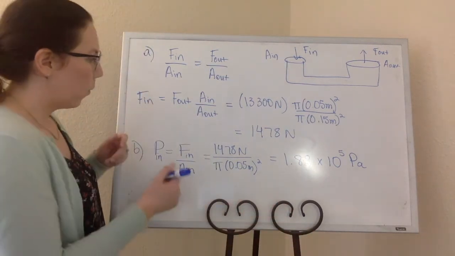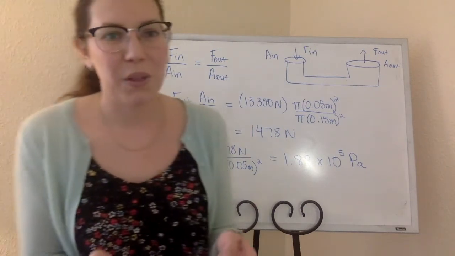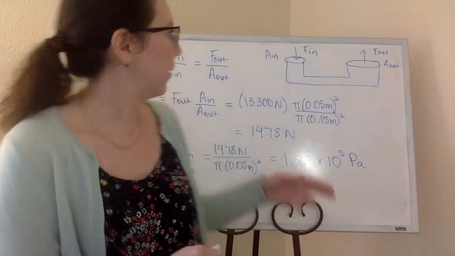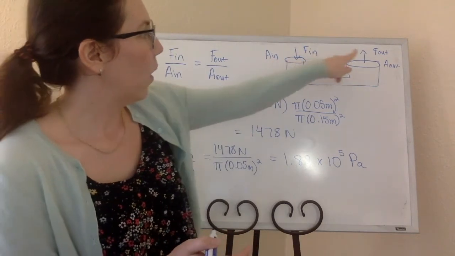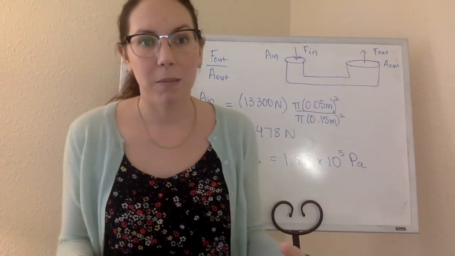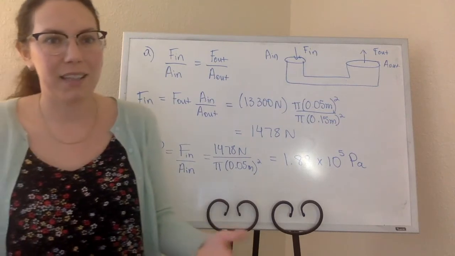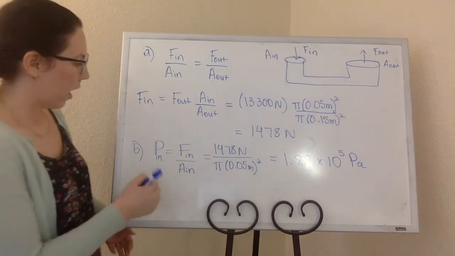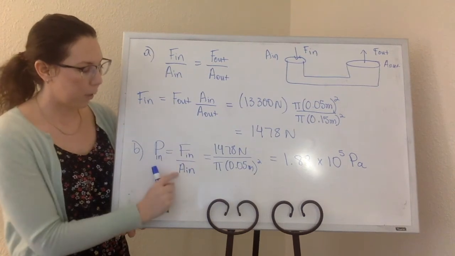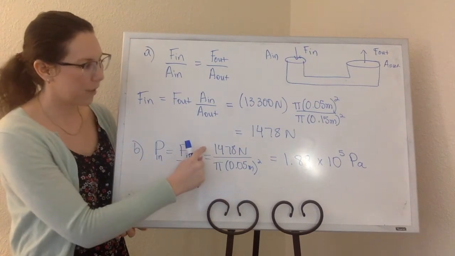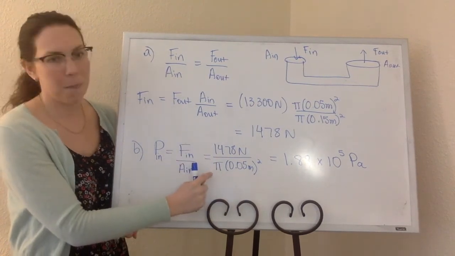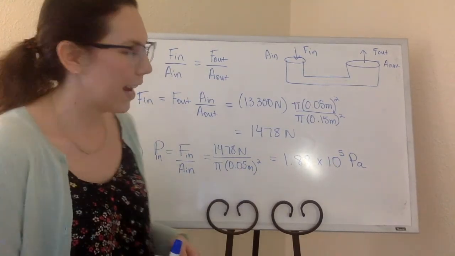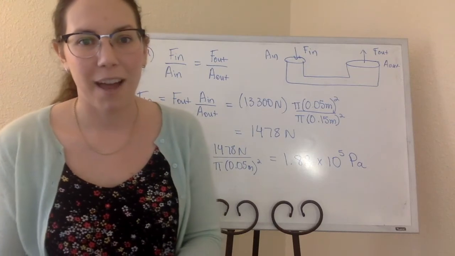All right, so what pressure is required to produce this force? We could look at the air pressure either using the A in and the F in, or F out and A out because we know they have to be equal, and that's the basis of Pascal's principle here. So I use the input here, F in over A in. We have our force that we just found over that area, pi times 0.05 meters squared, and that gives 1.88 times 10 to the 5 pascals.